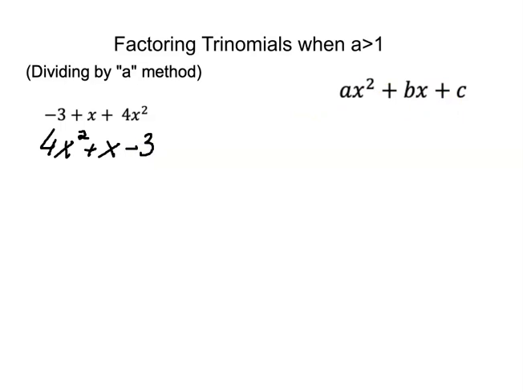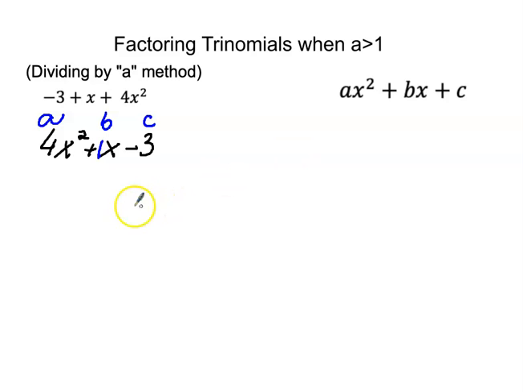Now that this polynomial is in standard form, we can label a, b, and c. A, the leading coefficient, is 4. B is an invisible 1, right? There is no number, it's an invisible 1. Careful, this is not 0, otherwise this term would disappear. And then we have c, negative 3.